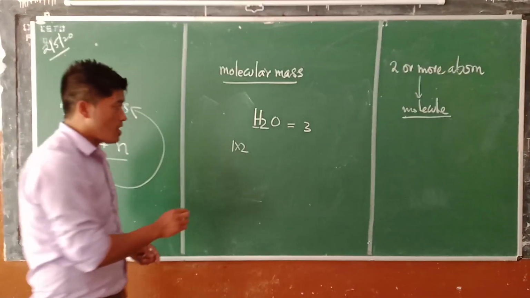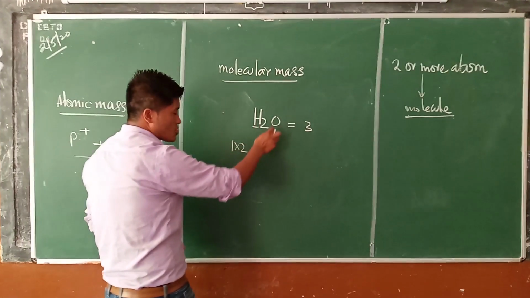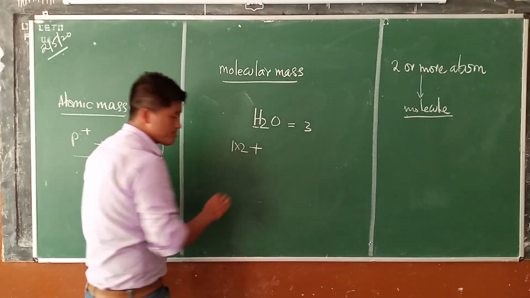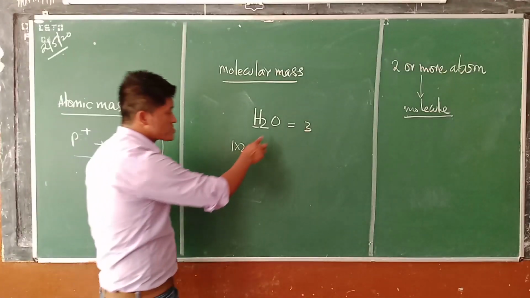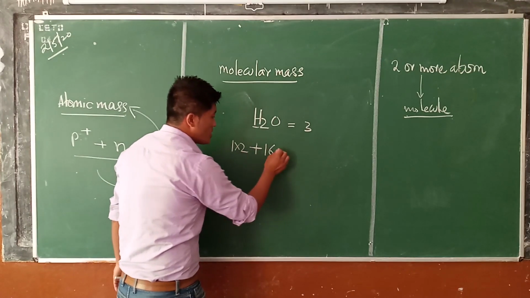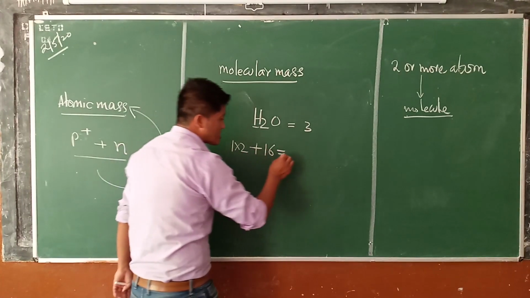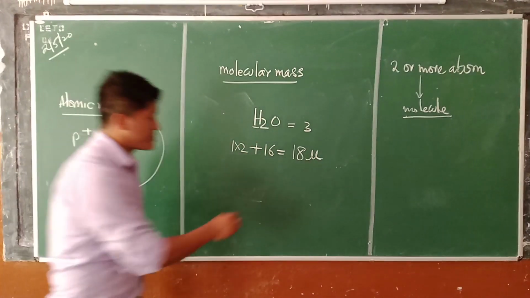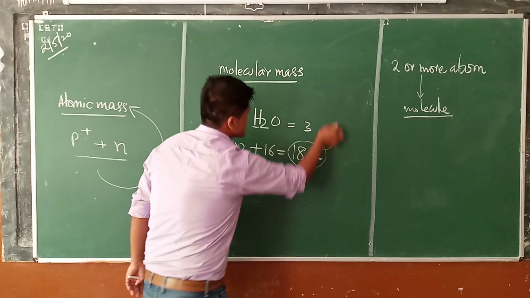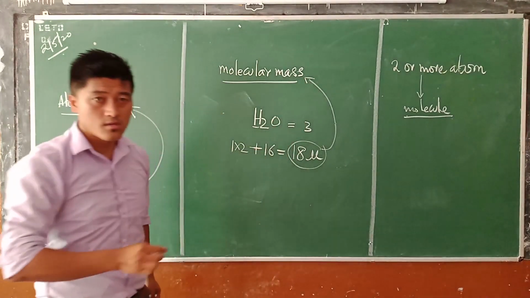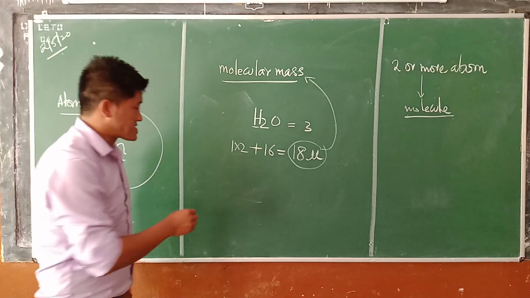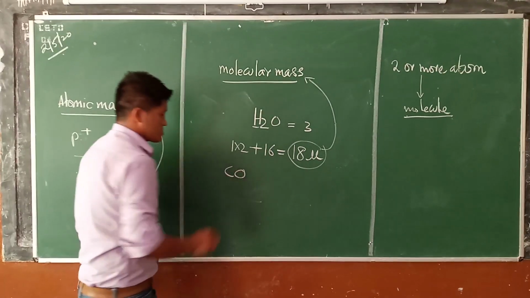Now, this hydrogen atom and this oxygen atom are totally different, so I have to write plus here. Understand? And the mass of the oxygen is 16. So, summing up these two, what will I get? I will get 18 mu here. And this particular mass is what we used to call molecular mass. Is that clear?